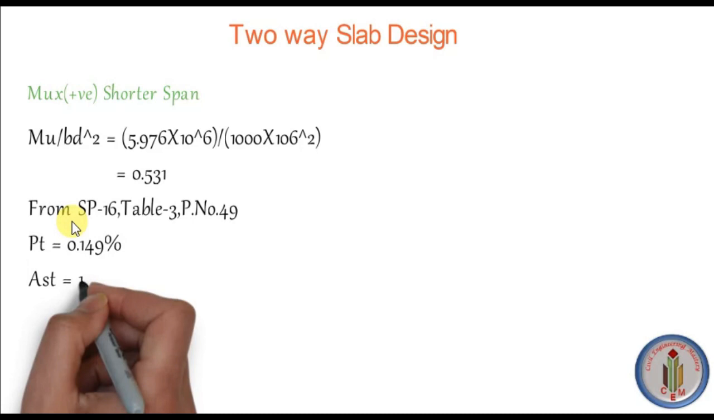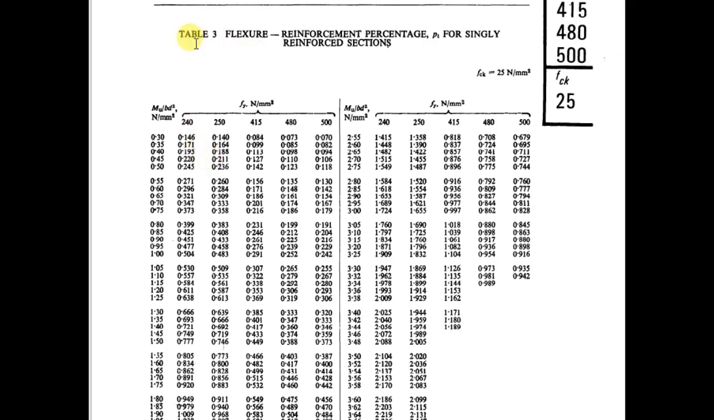So from SP16 table 3, page number 49, if we go there we have the table. From the table, by using this Mu by bd squared value we have to find out the pt. So here we have table 3 from SP16. We have to see the condition. We are using fck as 25 N/mm squared and steel grade fy as 415 N/mm squared. The Mu by bd squared value we got is 0.531. So here is the 0.5. We have to take the value between 0.5 and 0.55.